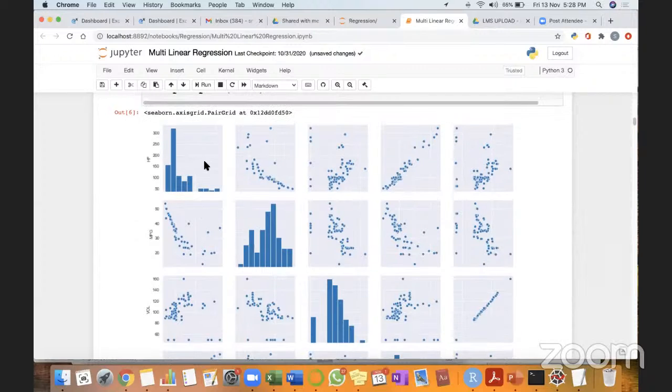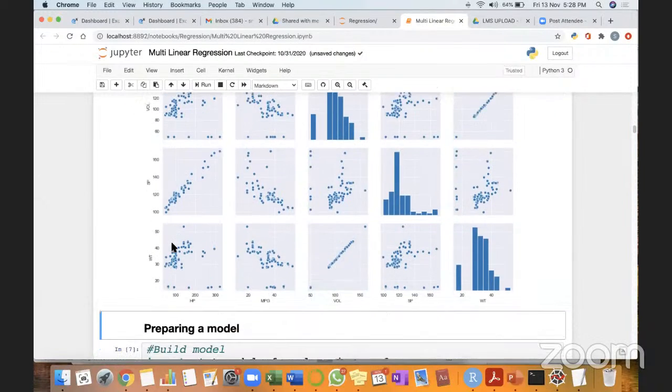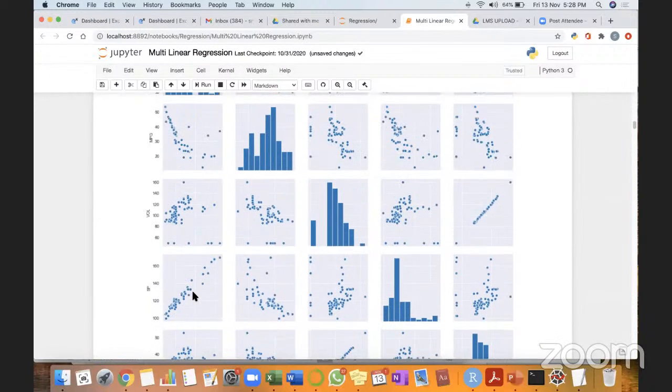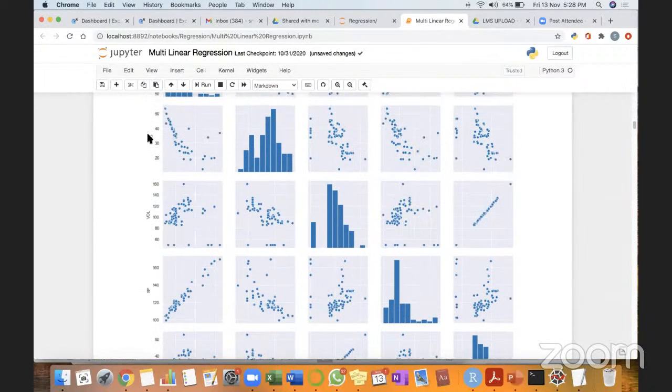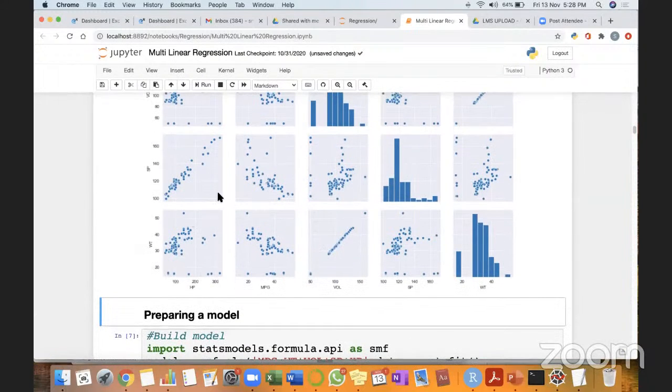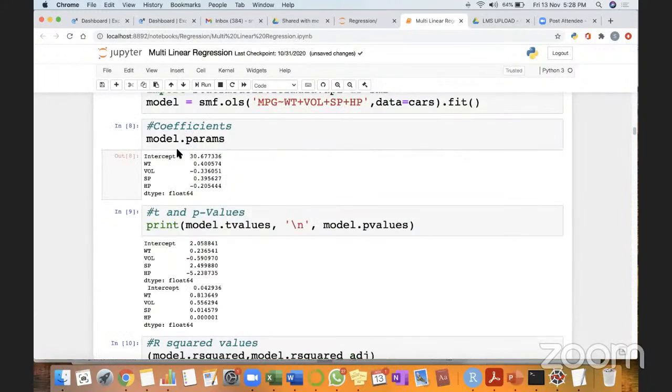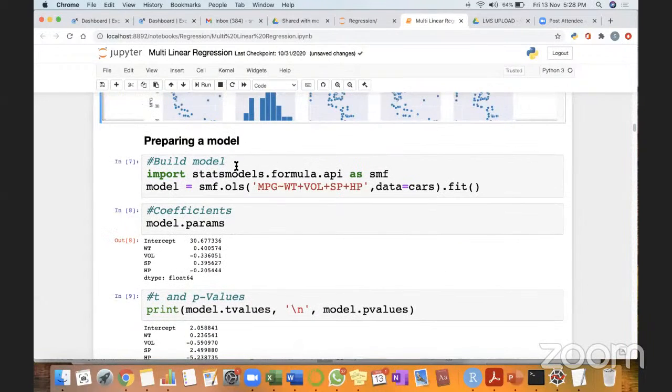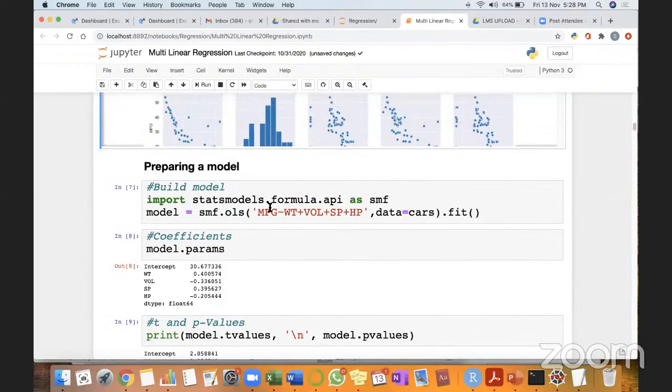On the diagonal boxes, you will find the histograms, and the off-diagonal boxes are the scatter plots. So this scatter plot is between MPG versus HP. You can see on that column HP and MPG. So this is the scatter plot between MPG and HP. This is volume versus HP. Like that, you can find out all the scatter plots here. Then build the regression equation.